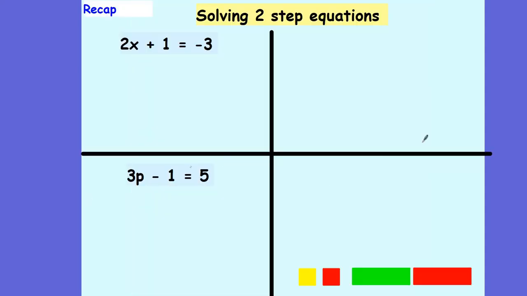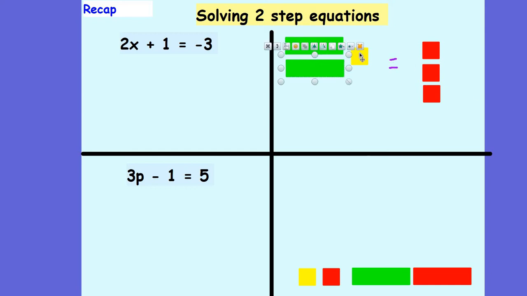Okay, we then moved on to looking at two-step equations, and we're going to begin them in the same way by modelling them using the algebra tiles. So I've got 2x plus 1 is equal to -3. We don't want to know what two green rectangles and a yellow square is worth. We want just the green rectangles on one side of the equation. So I'm going to add a red square to cancel out that yellow one.